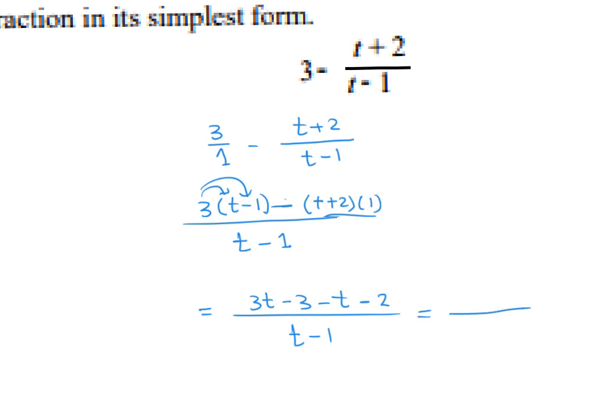Now combine the like terms for the numerator. 3t minus t, 2t. Negative 3 minus 2, so negative 5, over t minus 1.